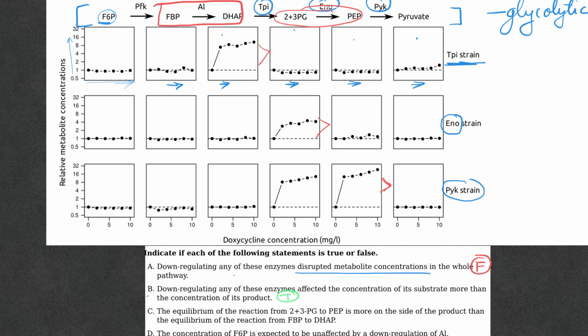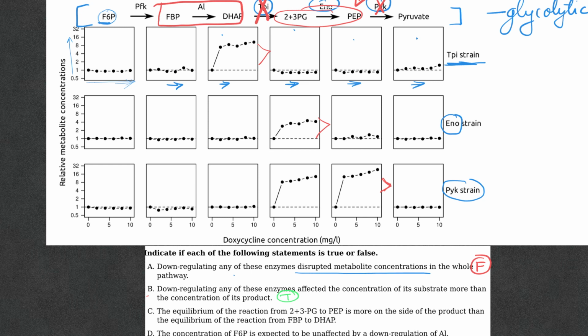Now, let's see what happens to these reactants if we are changing their products. How do we change the concentration of their products? You change the rate at which they are utilized in the next reaction. Okay, so if we block TPI, what will happen? DHAP consumption will reduce, right? Blocking TPI reduces the rate of consumption of DHAP. Similarly, blocking PYK reduces the rate of consumption of PEP.